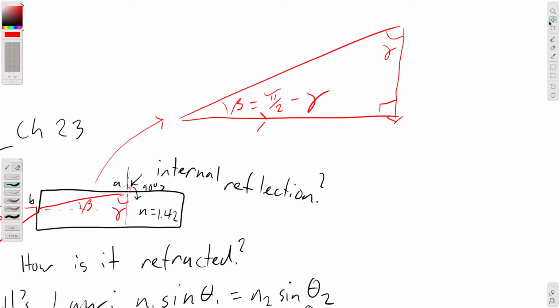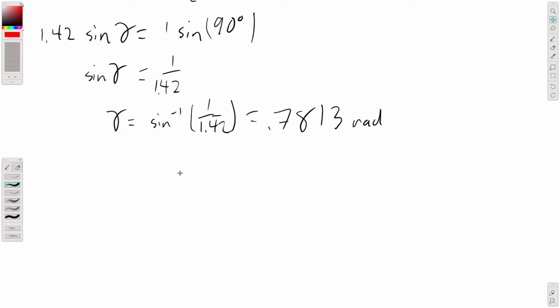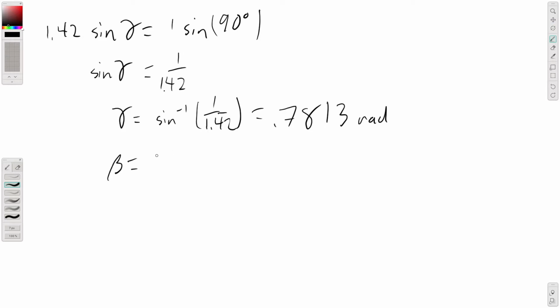So I move down to where I have progressed and say now that beta is equal to pi over 2 minus gamma. Beta is equal to 0.9234 radians.